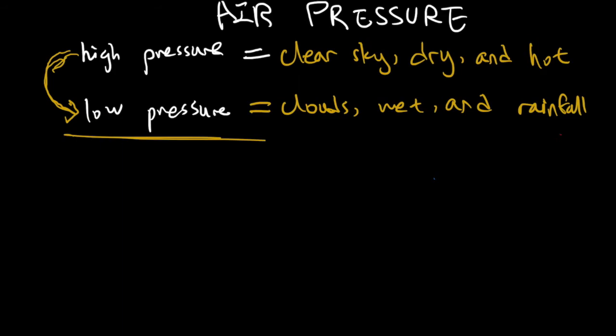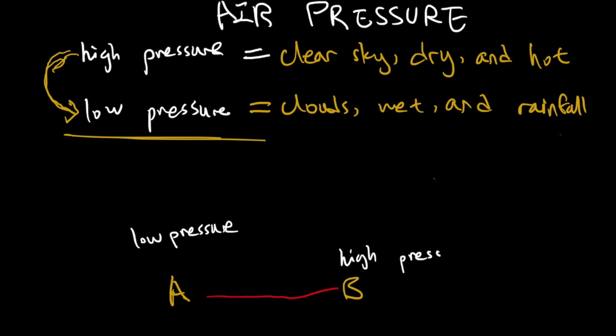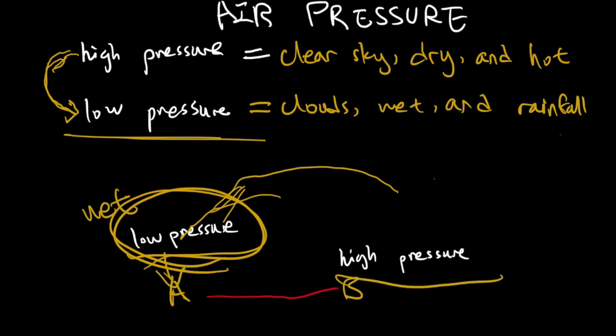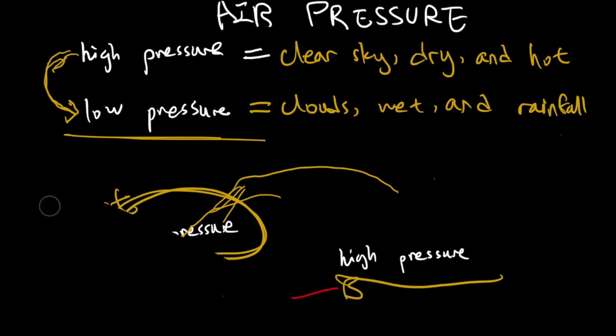And so here, for example, A and B, up here is low pressure, and here is high pressure. When there's low pressure, the wet clouds come to here and it becomes wet. So that's why low pressure causes bad weather, but high pressure means good weather. If you want further information, just go to the book and you will find it. I can explain it more.